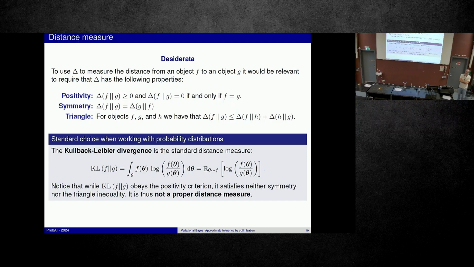Maybe a summary: how do we compute the distance between things when we don't know it? This is an important problem that we will solve.